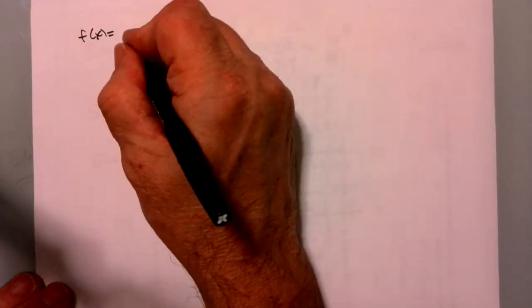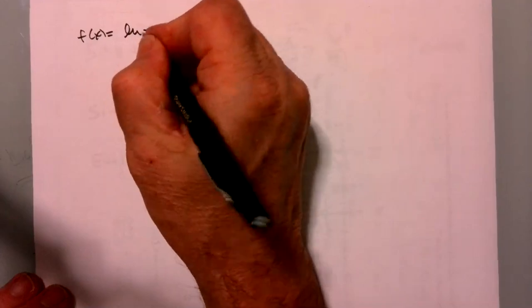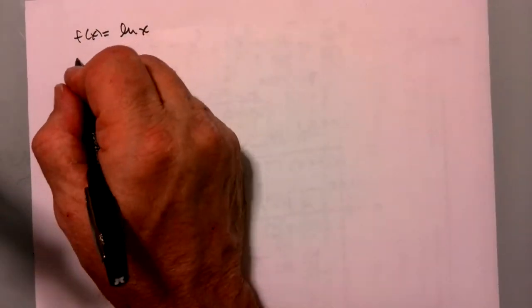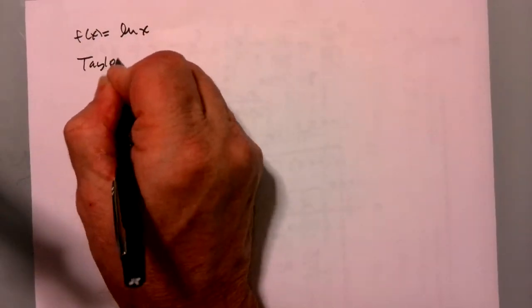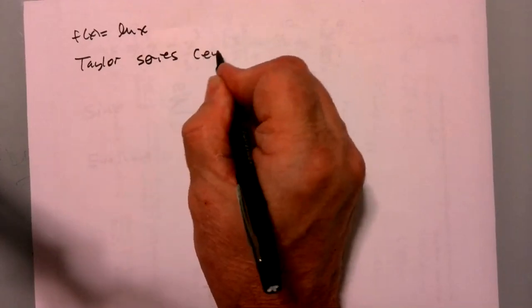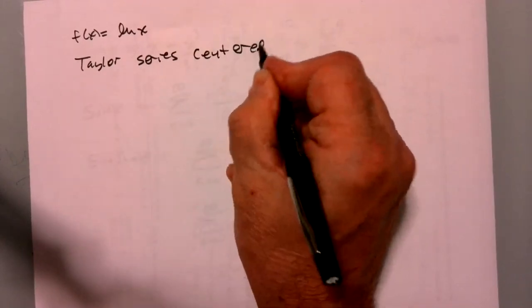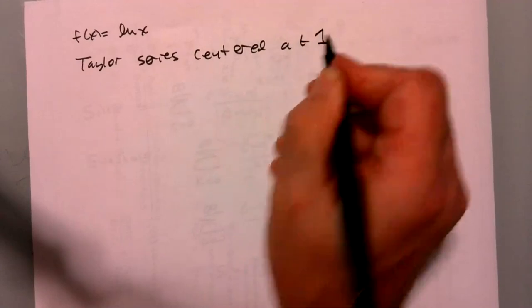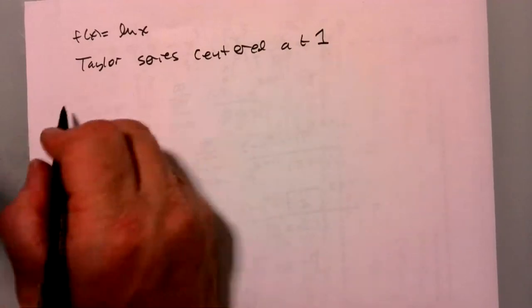So if I have f of x is natural log x, my goal this time is to get a Taylor series centered at 1. We cannot get a Taylor series centered at 0 because, again, the function is not defined at 0. So we're going to construct a Taylor series centered at 1. And I have an entire video on this problem. But what that means is that the Taylor series will be something like this.